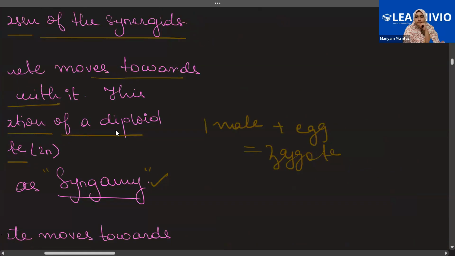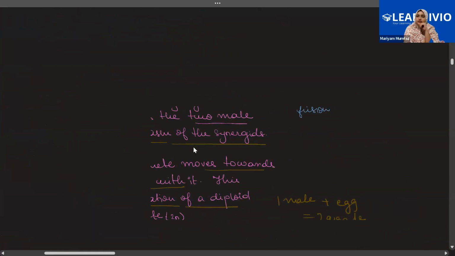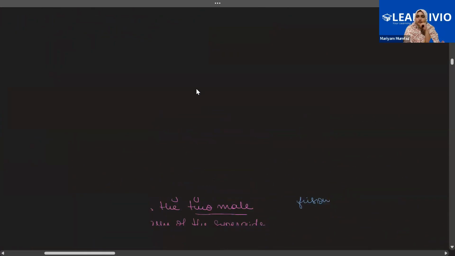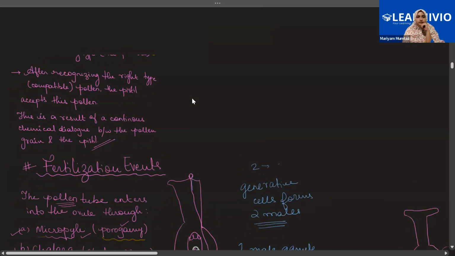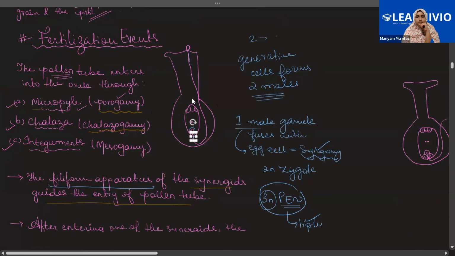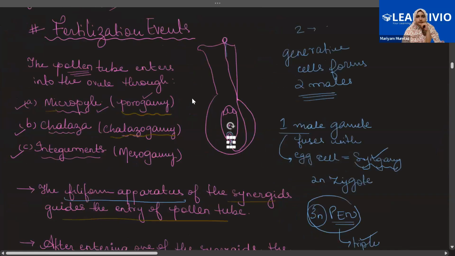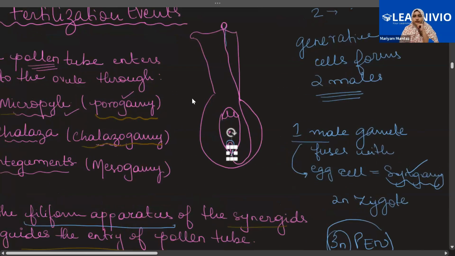Tell me, what is the last thing you've written? Pollen pistil interaction. The thing is completed? Yes, this is the result of continuous chemical dialogue. Okay, now you can note it down.